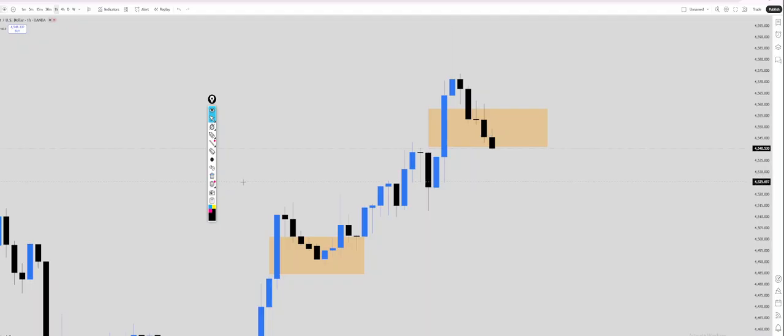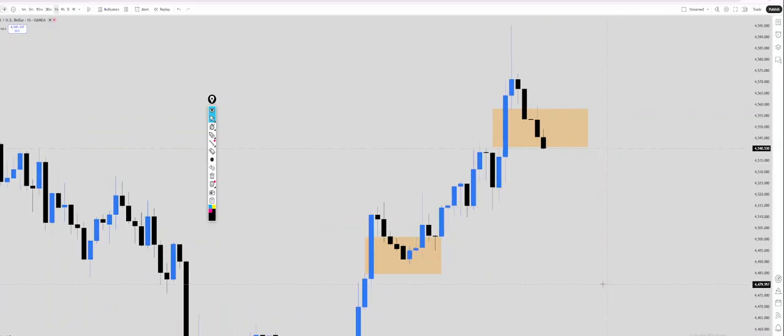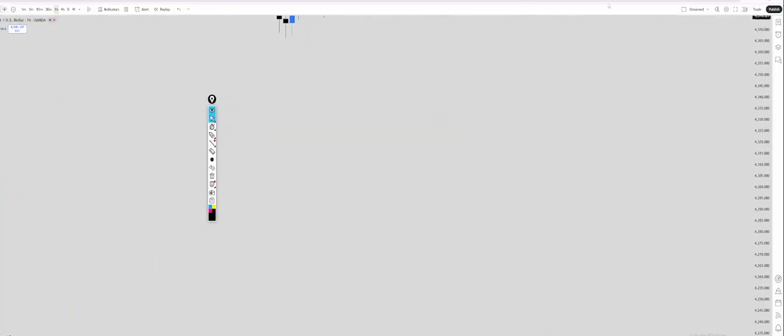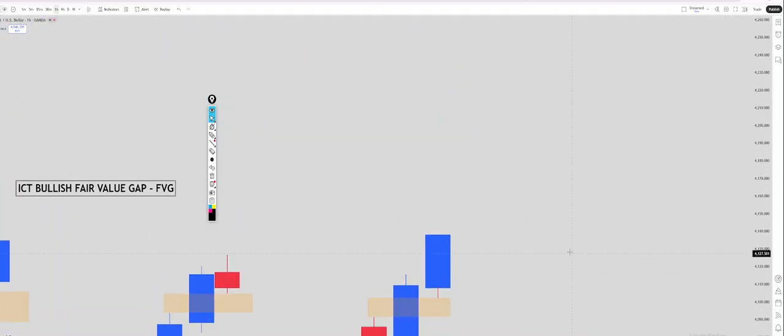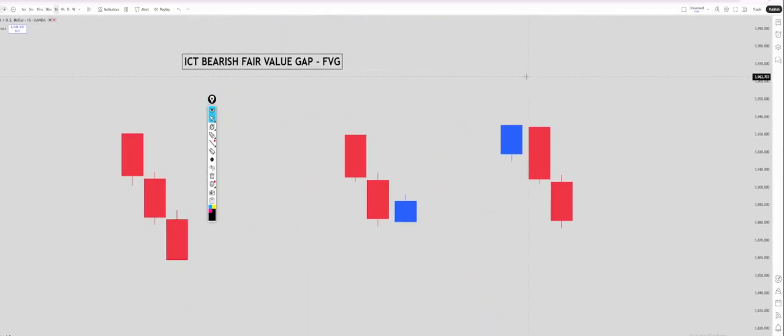In this video, I am teaching you how to identify the fair value gap. How to pick a fair value gap, which fair value gap will work, that is another topic, and we will discuss it later in the coming video. Okay, this was a bullish fair value gap. Now we are going to study the bearish fair value gap, ICT bearish fair value gap.